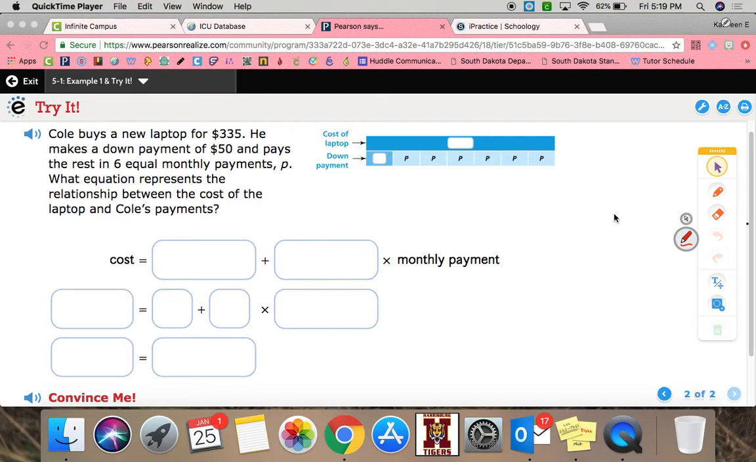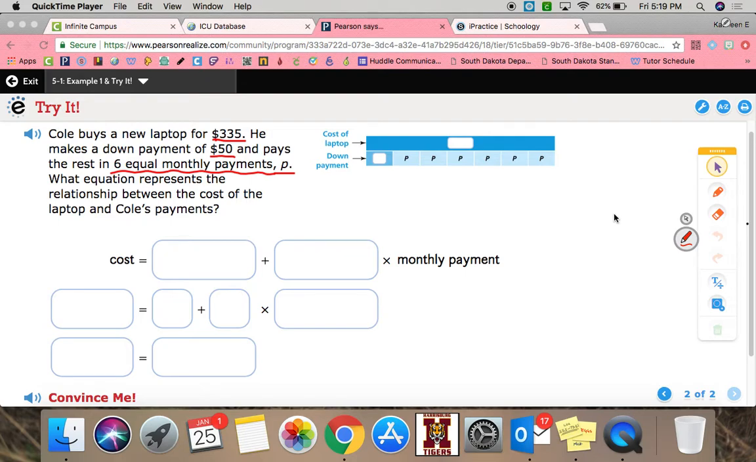Okay, in order to be successful at writing these equations, you have to be able to pick out the important things in the sentence. So Cole buys a laptop for $335. Numbers are always going to be important, as well as variables, a letter by itself. And then we also have this $50 and pays the rest in 6 equal monthly payments P. Okay, that's all going to be important.